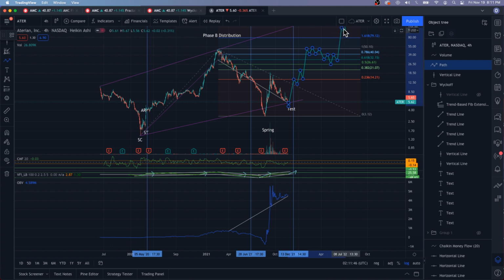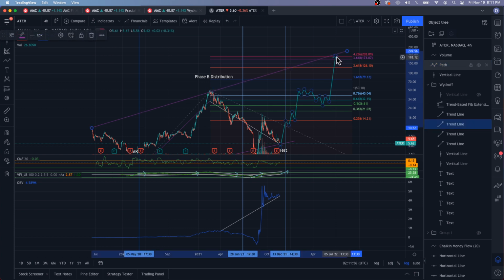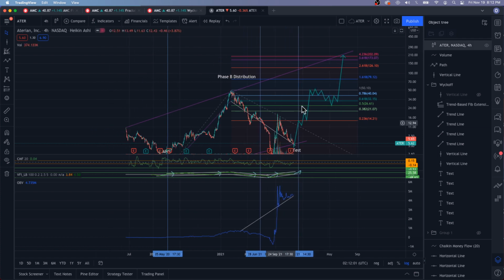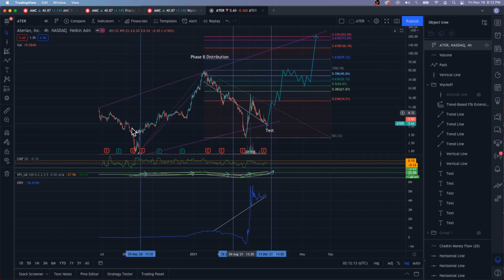Where does it go from there? I don't know, I guess from there it's as far as you want to go. I honestly don't think 200's out of the question, because if you look at where these channels line up, that's where it is. And we talked about how this could be like a big giant A, B, C, or a 1, 2, 3, 4, 5 or something like that, right?